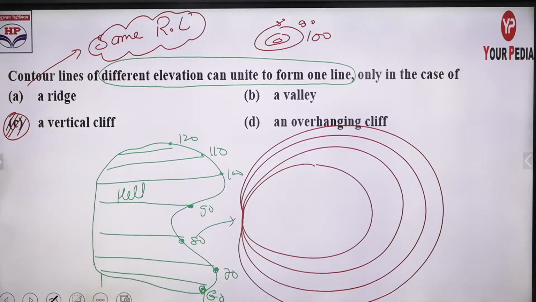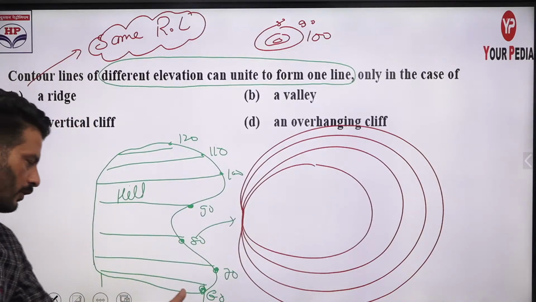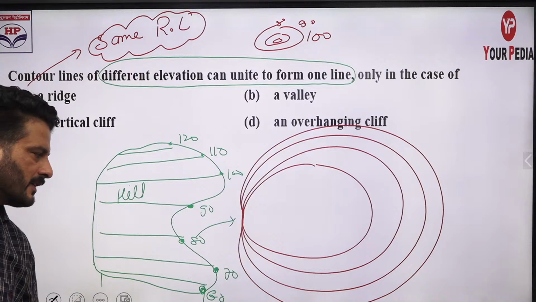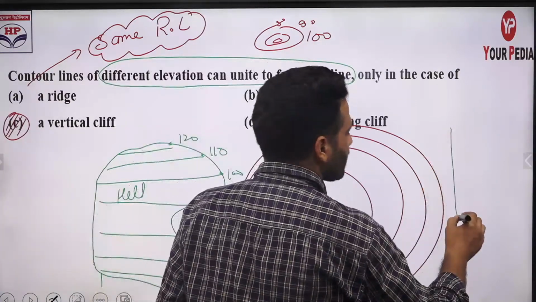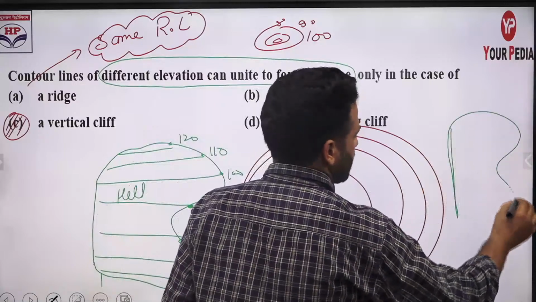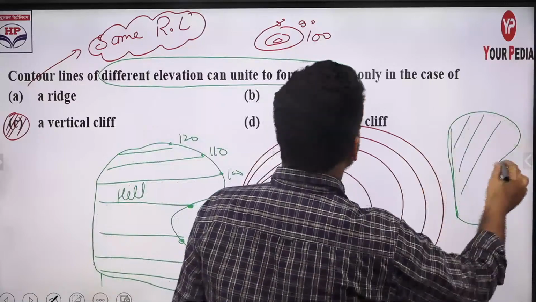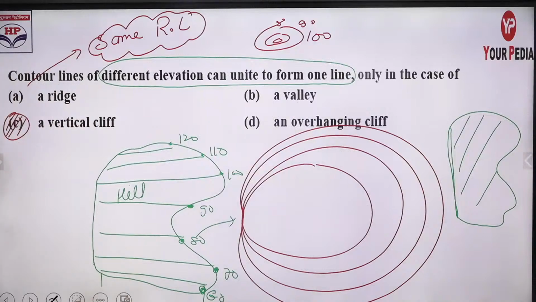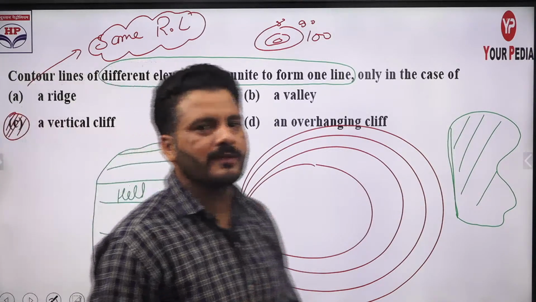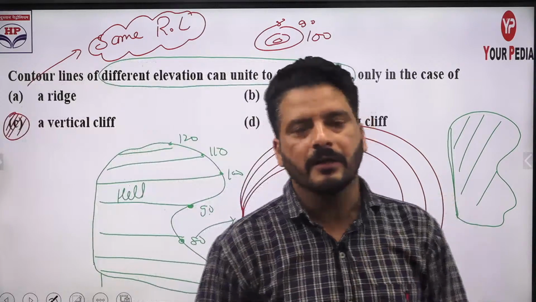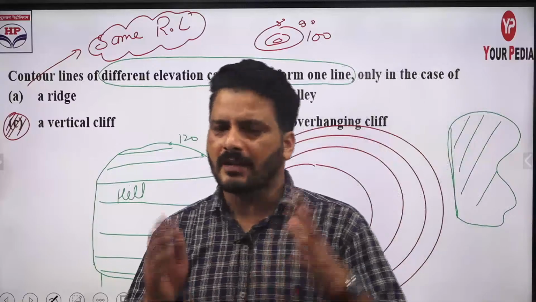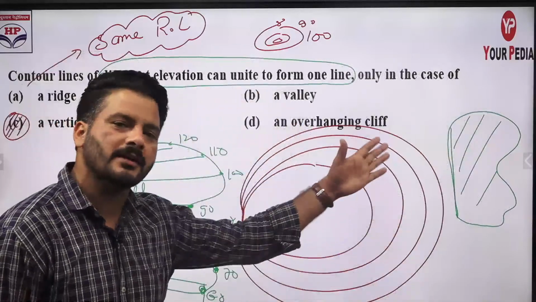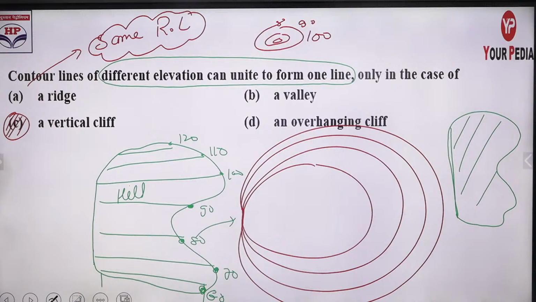Here there is a space constraint, so I can't draw the contour diagram just below this one. Have a look: in the case of a vertical cliff, one side of this hill is purely vertical, and here we have a situation like this. Today I didn't bring a live picture, but in hilly regions, if you travel to Uttarakhand, Jammu Kashmir, Leh Ladakh or Himachal, you can definitely find vertical cliffs or overhanging cliffs. A cave forms there.